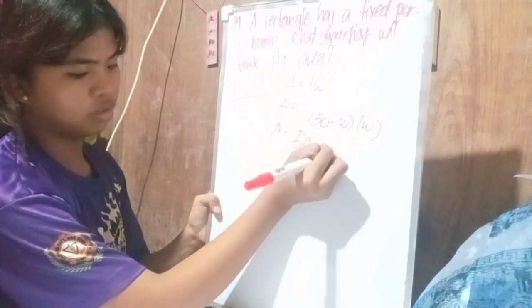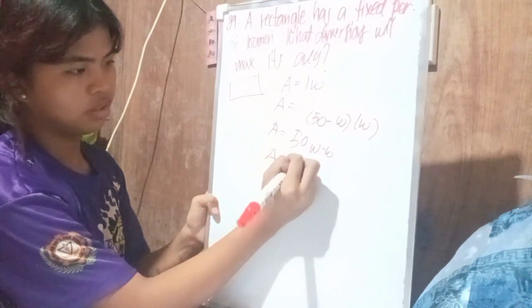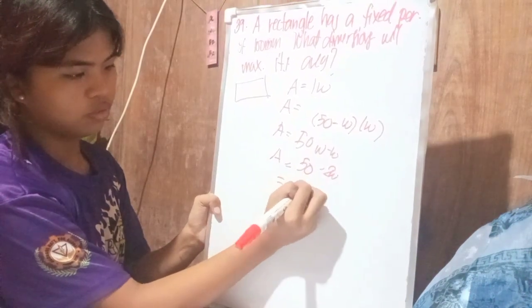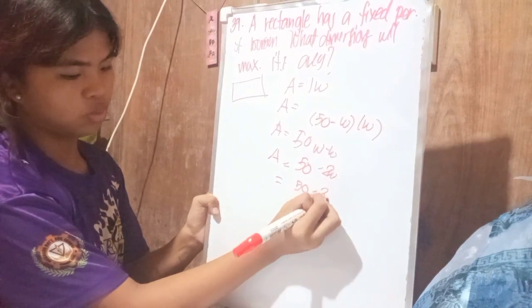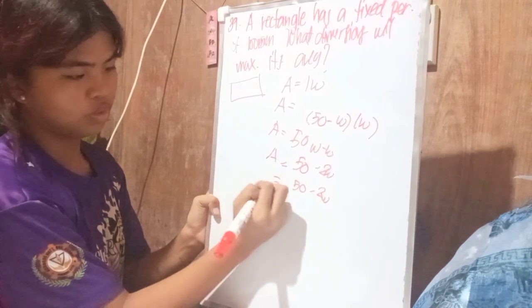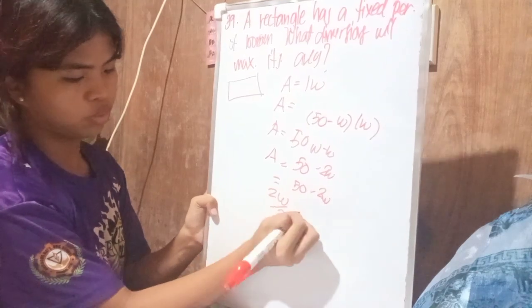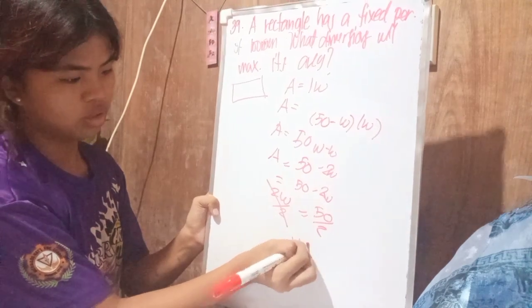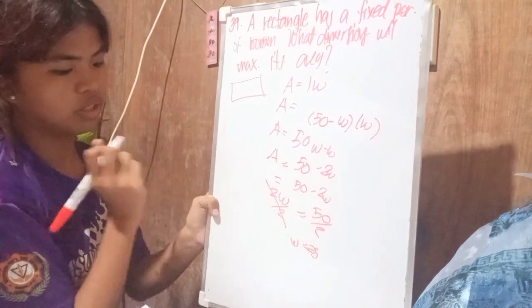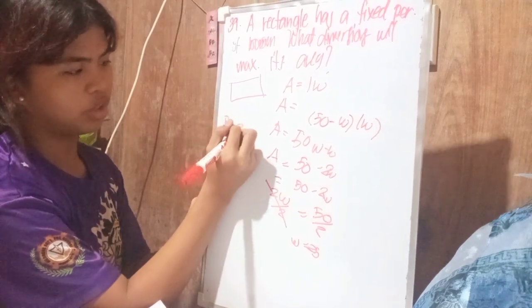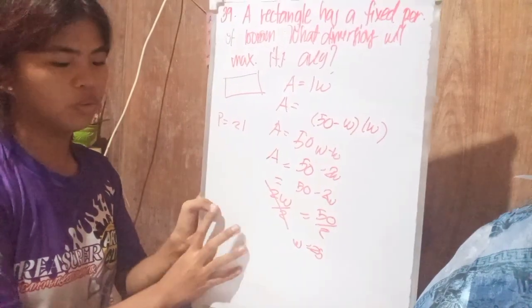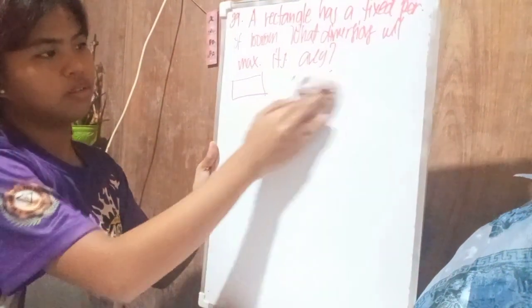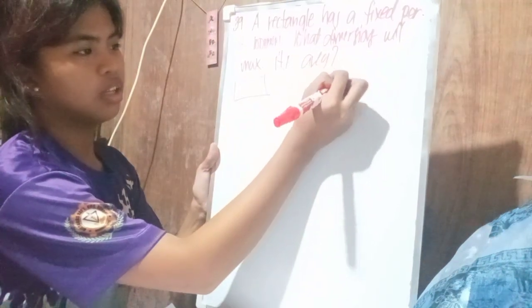50W minus W squared. So, A equals 50 minus 2W, then 2W over 2, yeah, 50, cancel, so equals 25. So next, the perimeter, wait a moment. Basically our W is 25.